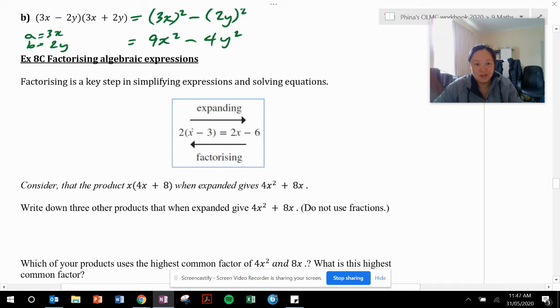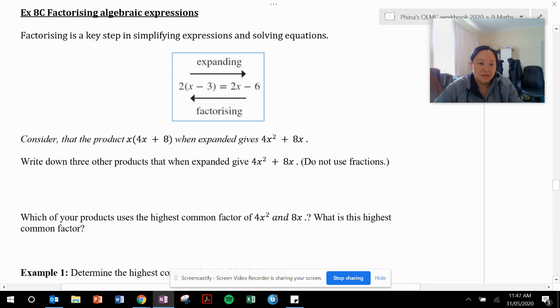So 2 times x and then 2 times -3 makes 2x minus 6. The question now is, what if you're given 2x minus 6? How do we factorize it? Okay, so if I have something like x bracket 4x plus 8, when we expand it, we get 4x squared plus 8x. There are other products, I suppose, that we can multiply to get this answer as well.